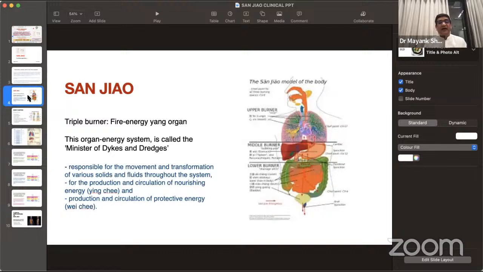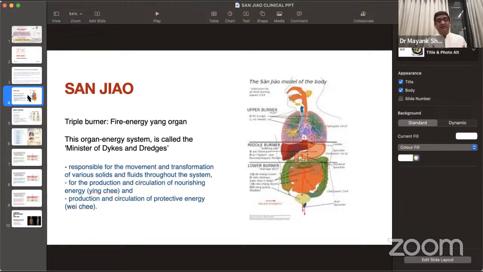Triple burner is the fire energy organ. This organ is also called the minister of dikes and dredges. What is its importance? It is responsible for the movement and transformation of various solids and fluids throughout the system, for the production and circulation of nourishing energy, the ying qi, and production and circulation of protective energy, wei qi.